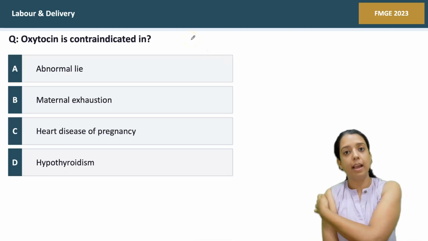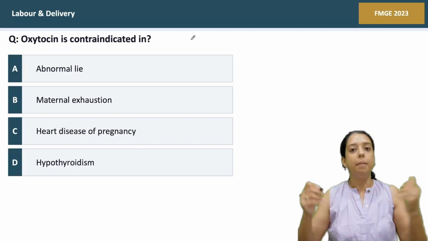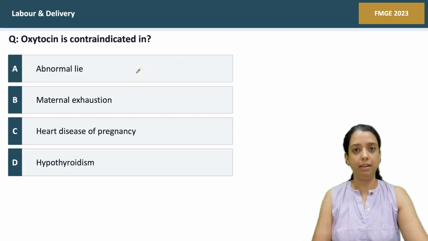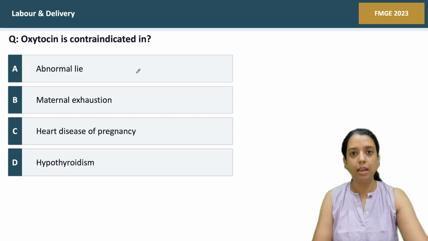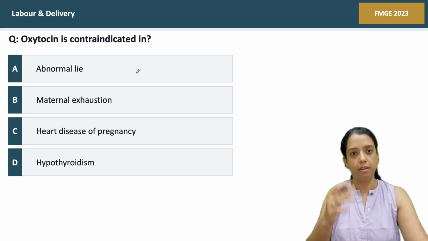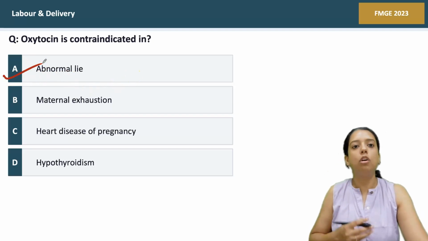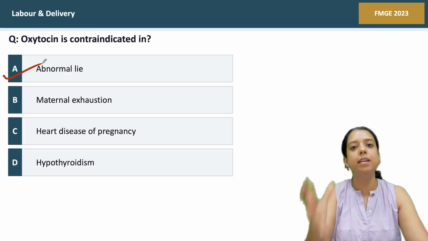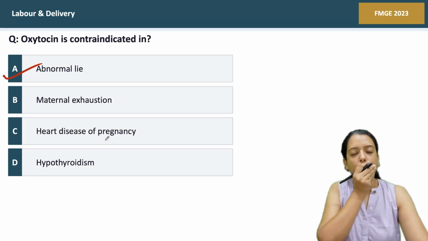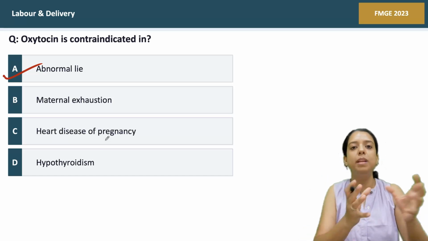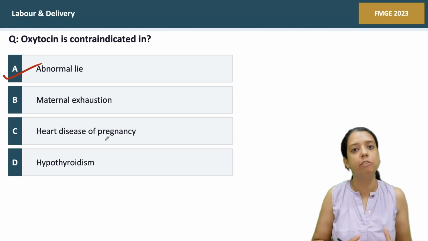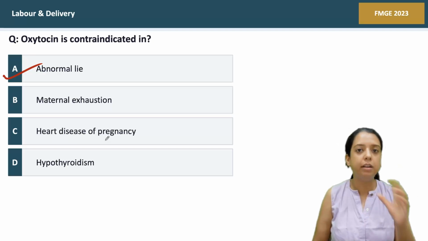Oxytocin is contraindicated when? As such, oxytocin is a very safe drug, but it is contraindicated when you do not want a normal delivery. The aim of oxytocin is, one, preventing PPH, but also in labor when you augment delivery. So in abnormal lie, you will not use oxytocin. You don't want to augment delivery. Can you use oxytocin in heart disease? Yes. Once you are giving oxytocin infusion, it should be in a controlled manner. But yes, oxytocin can very well be given in a heart disease patient after delivery.